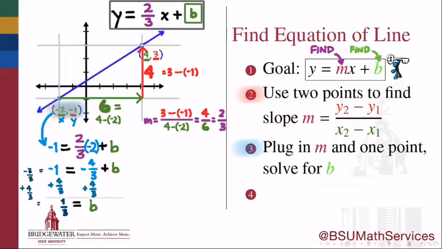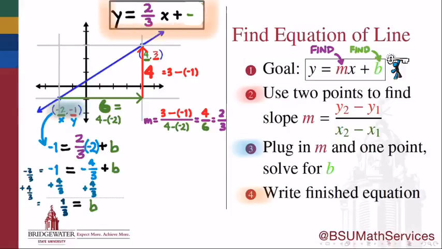Our final step is one that's too often forgotten by students in their haste to celebrate having discovered b. The final step is to actually finish writing your final equation. In other words, replace that b in your equation with the number that you just found, 1/3, to complete the picture, giving us our final equation, y equals 2/3 x plus 1/3.